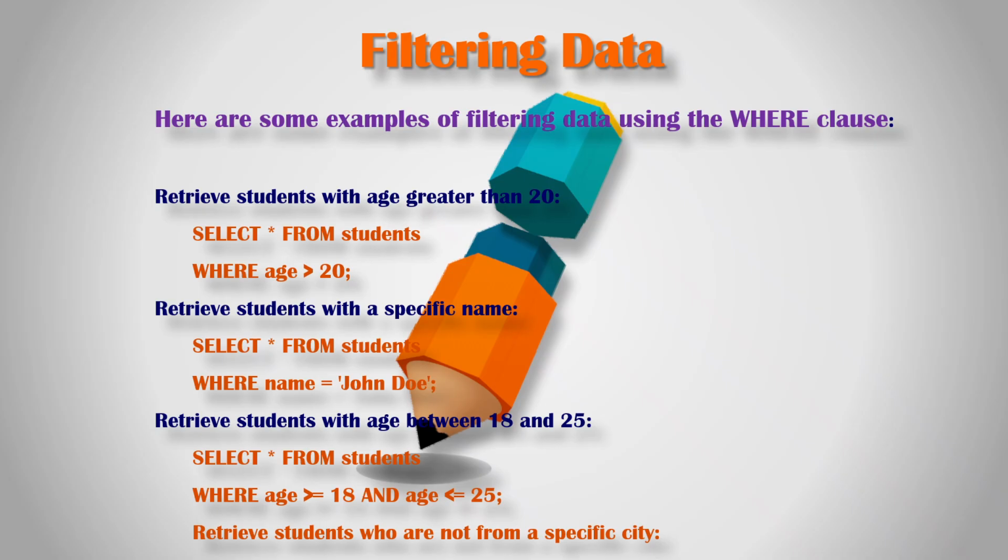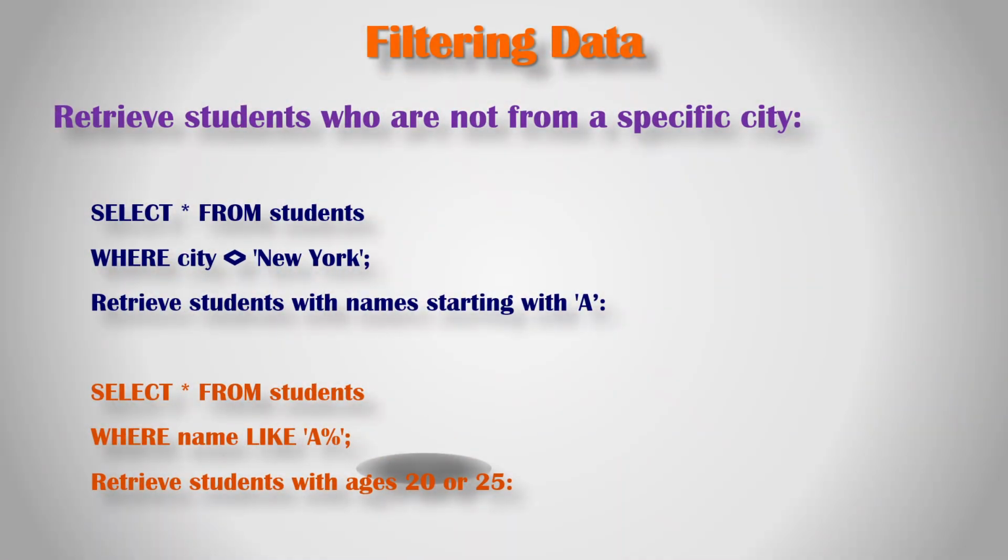Retrieve students with age between 18 and 25: SELECT * FROM students WHERE age >= 18 AND age <= 25. Retrieve students who are not from a specific city: SELECT * FROM students WHERE city != 'New York'.